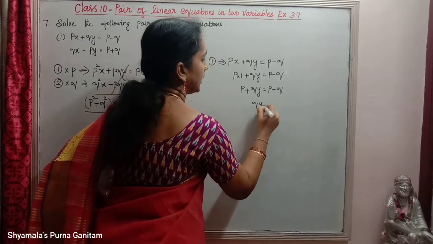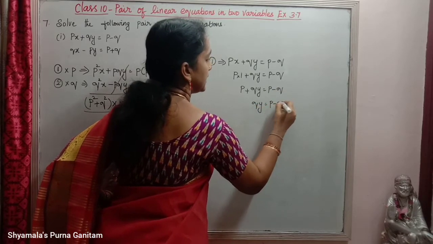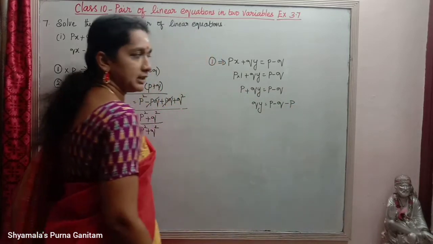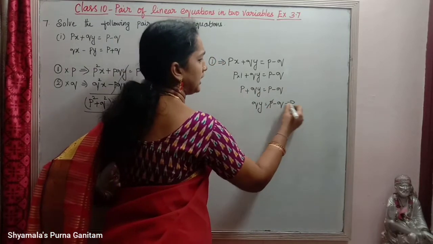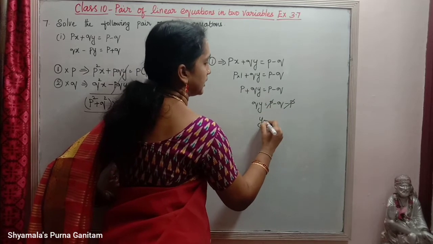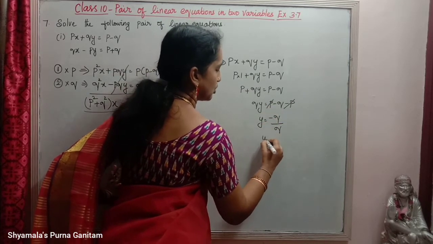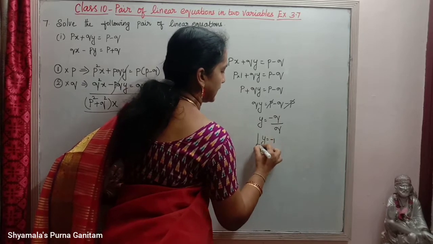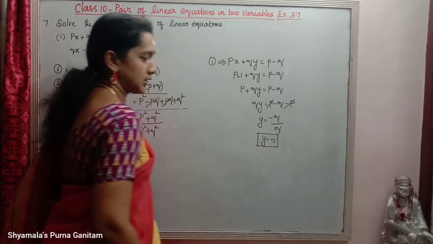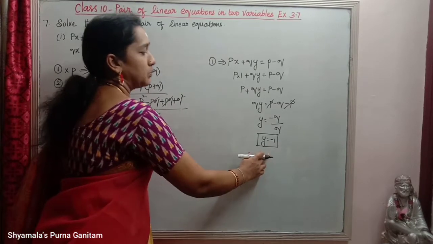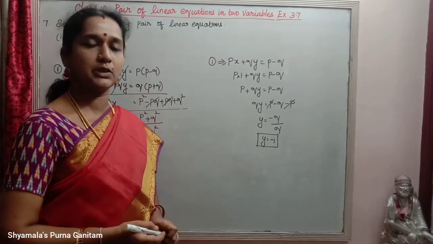So qy is equal to p minus q. This plus p, when it is coming to the other side it will be minus p. So plus p and minus p will get cancelled. y is equal to minus q by q. So y value I am getting as minus 1. So y is equal to minus 1. So x value is 1 and y value is minus 1.